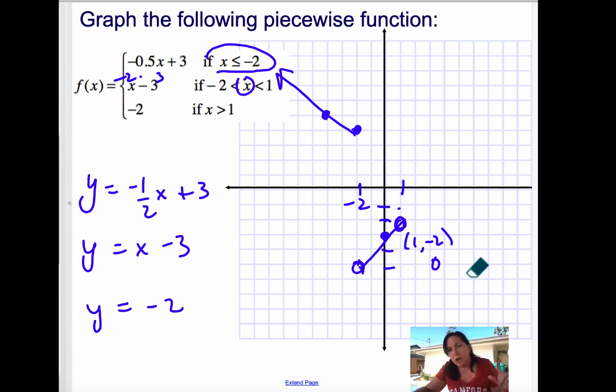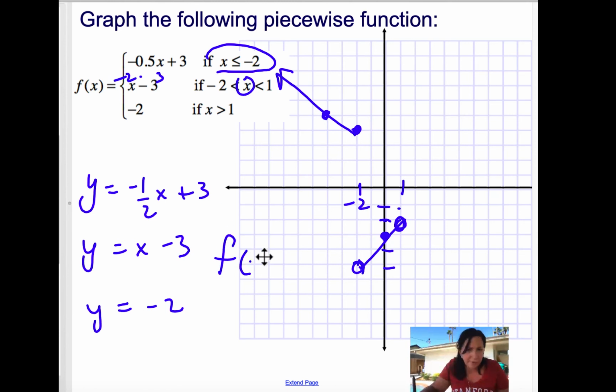But you do need to know what the actual values are, because they may ask you, hey, what's f of negative 2? And if I say, well, here's negative 2, which equation am I using? Do I use this equation right here, or do I use this equation here? Well, obviously, I'm going to use this equation up on top and not this bottom one, because at negative 2, I don't have a value.